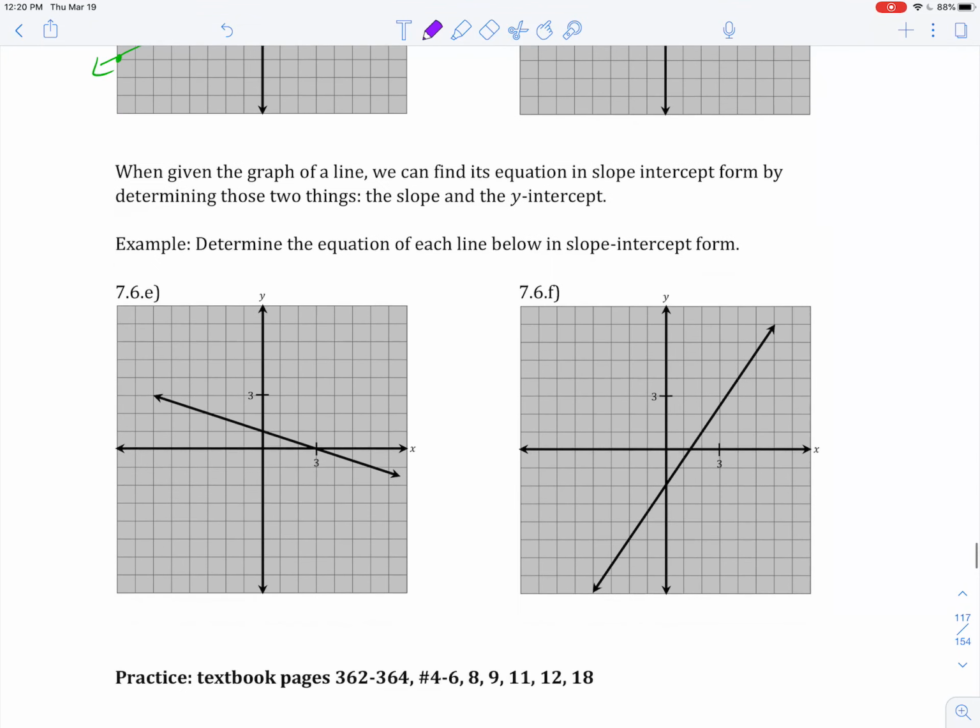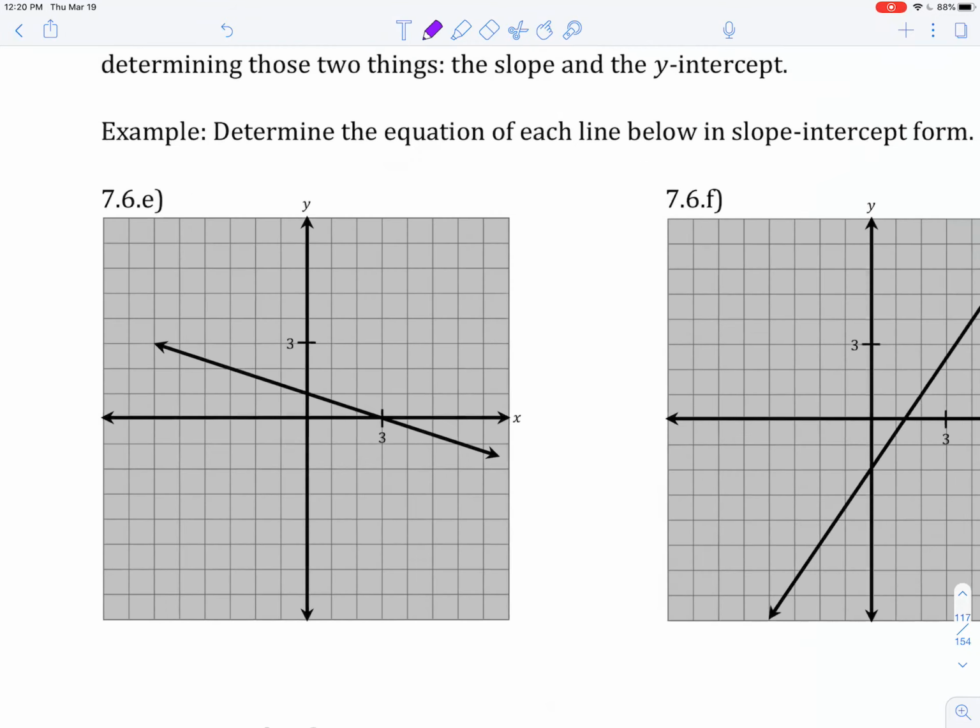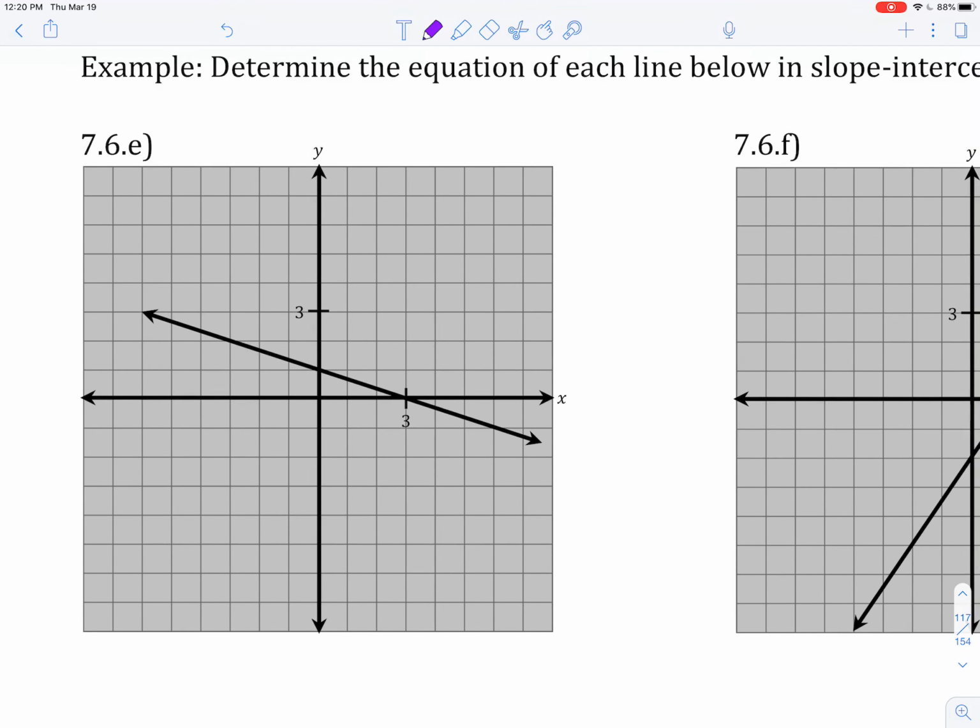So we've established that at this point we are able to graph a line given our equation in y equals mx plus b form. But the real test is, can we backtrack? If we are given the graph of the line, could we now go backwards? And the answer is going to be yes, because we're capable of anything, because we're a strong, smart, and just absolutely wonderful group of people.